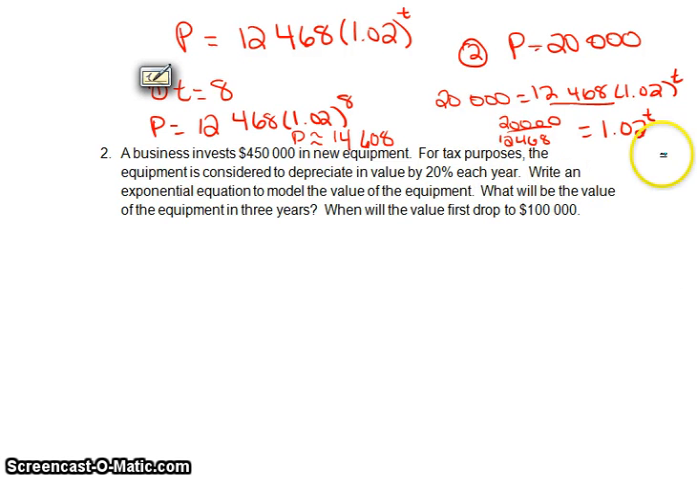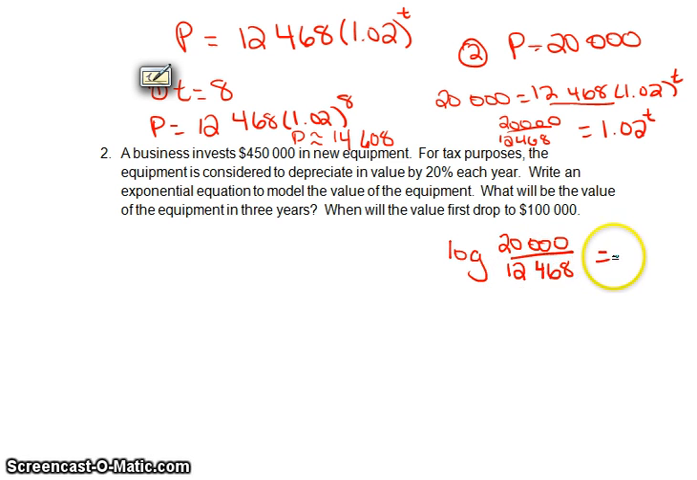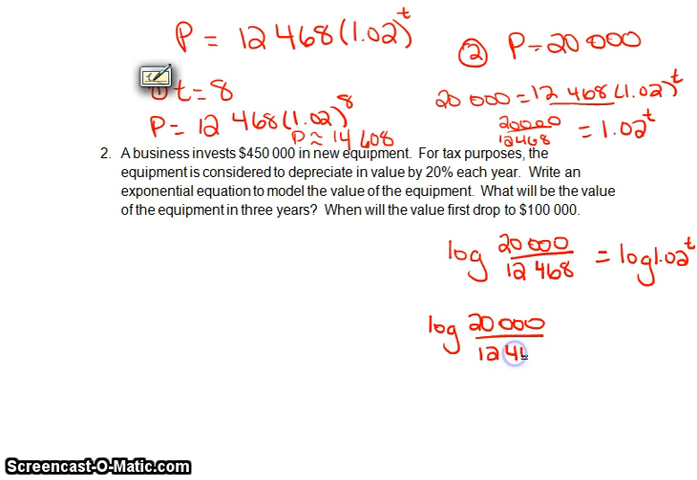Alright, so from there we're going to use those statements that we know. So we're going to write each side as a logarithm. So we have the log of 20,000 divided by 12,468 is equal to the log of 1.02 to the power of t. Using our power rule, we can move this t out front. So we have the log of 20,000 divided by 12,468 is equal to t log 1.02.